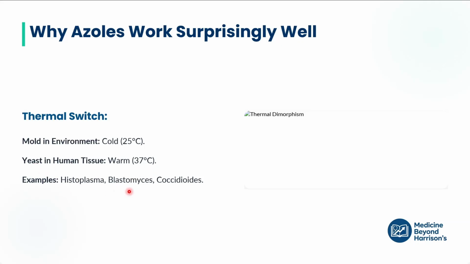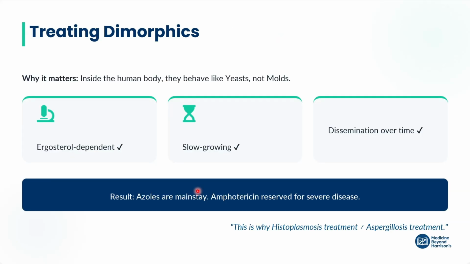So examples are histoplasma, blastomyces, and coccidioides. Treating dimorphs is simple because inside the cell body they behave like yeast and not mold. So it is ergosterol dependent, slow growing, and disseminated over time, and not based on tissue penetration. So azoles are the mainstay. Amphotericin can be reserved for severe disease only. So this is why histoplasmosis treatment is not the same as Aspergillus treatment.